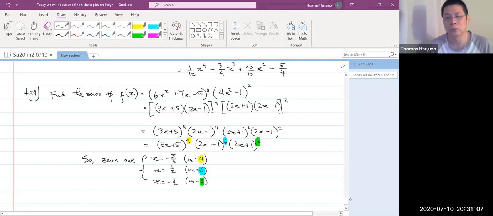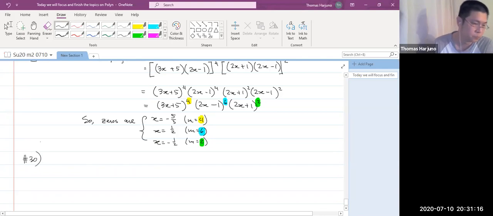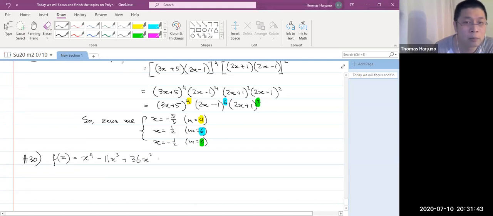Number 30. So I do a lot of problems, huh? Number 30. Show that the number is a 0 and express f(x) as product of linear factors. So we have number 30: f(x) equals x to the 4th minus 11x cubed plus 36x squared minus 16x minus 64.